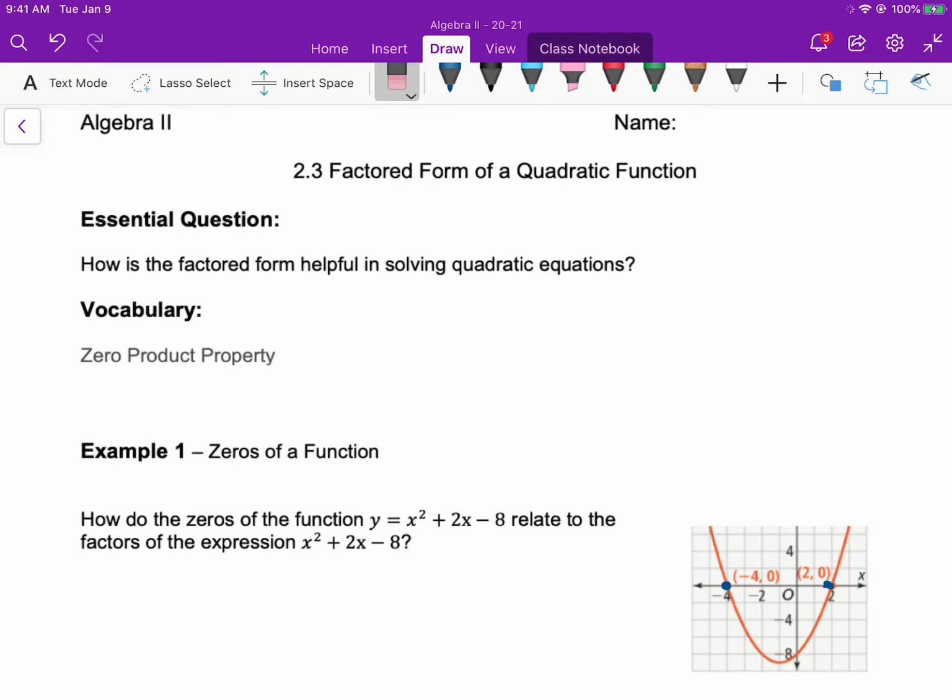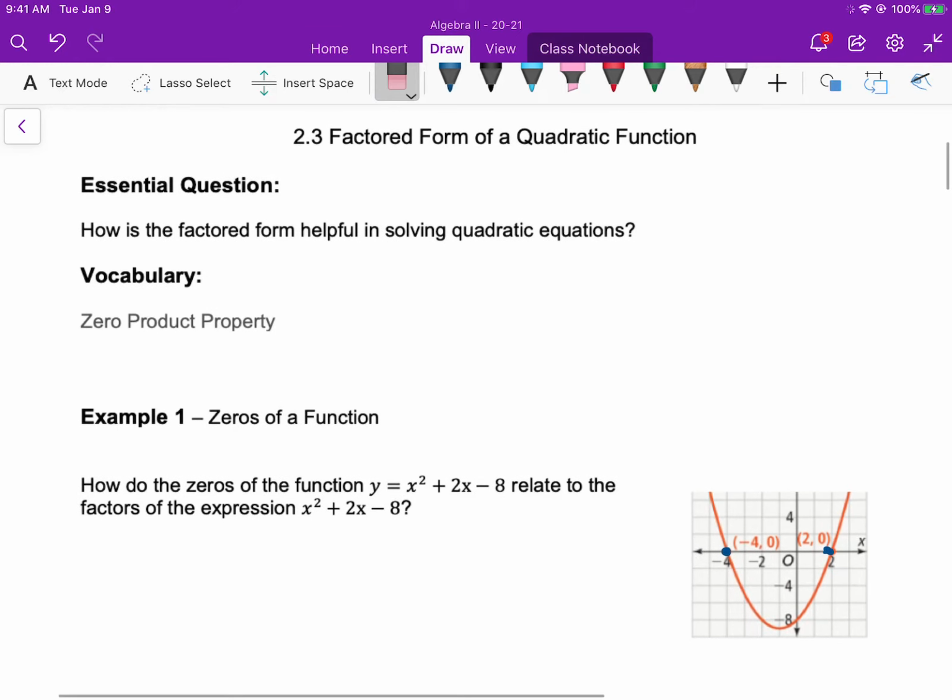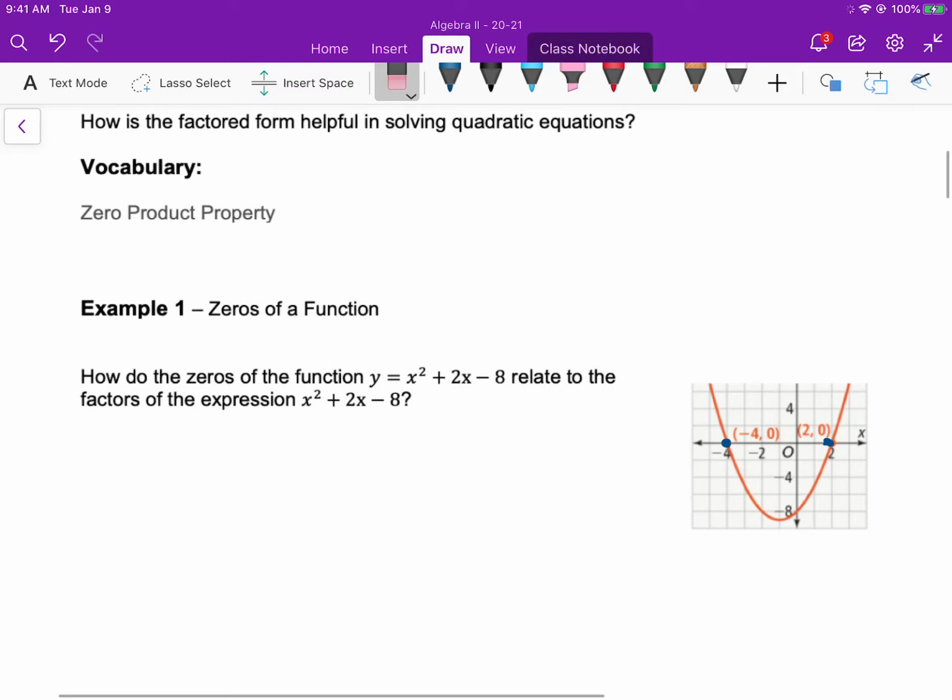Factored form of a quadratic function. So in our first example, we are looking at the zeros of a function. So if I'm thinking of the zeros of a function, what does that mean? That means I'm going to look for the spots in this graph where it crosses the x-axis. For this particular parabola, it has two x-intercepts.